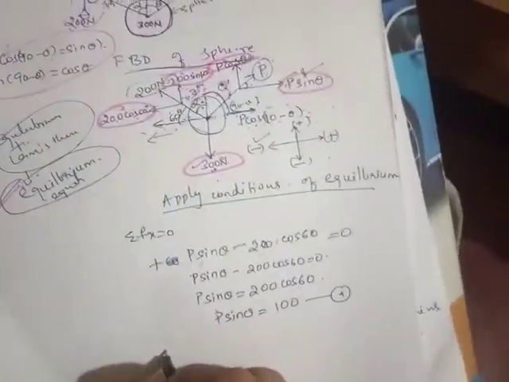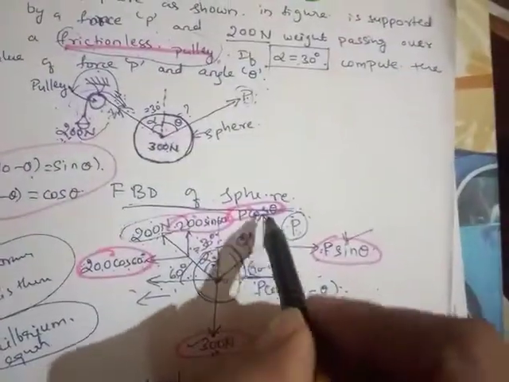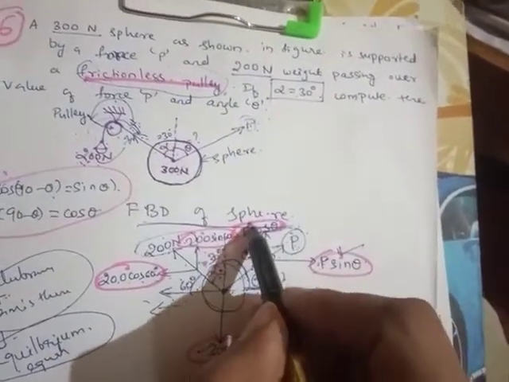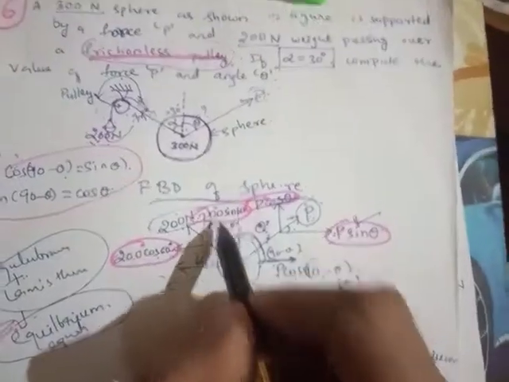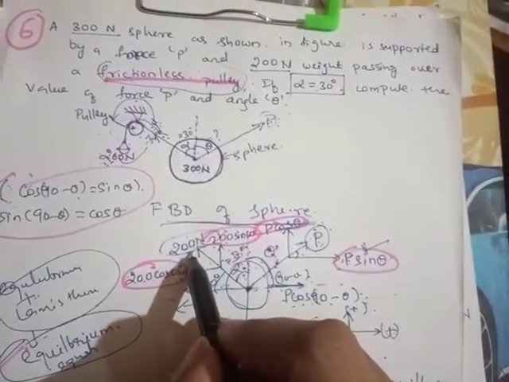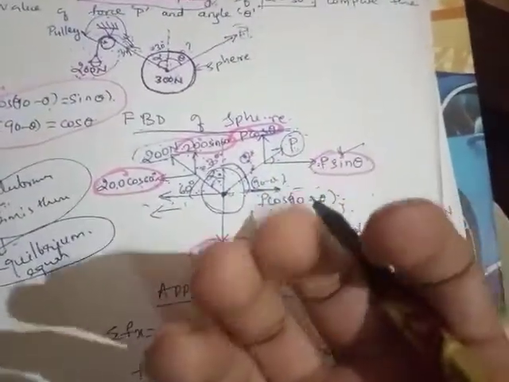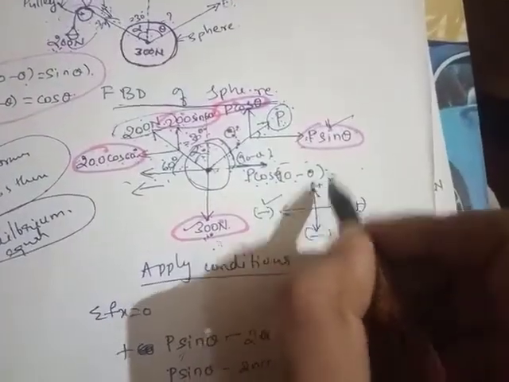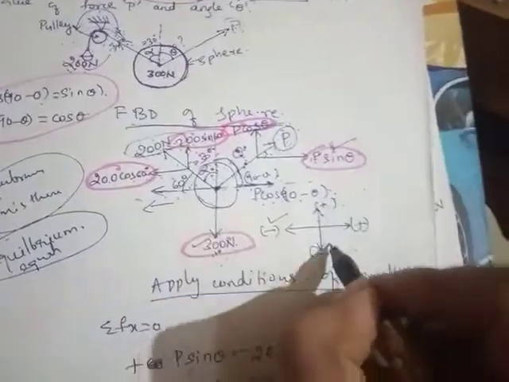Now equate the algebraic sum of all the vertical forces to 0. What are the vertical forces acting here? One is the vertical component of the force P, which is acting upward, P cos theta. Another is the vertical component of the 200 Newton force, that is 200 sin 60, which is acting upward. And another is the 300 Newton, the weight of the cylinder, which is acting downward. You can see the sign convention here: for upward forces it is positive, for downward forces it is negative.